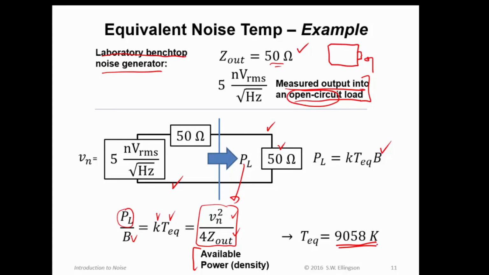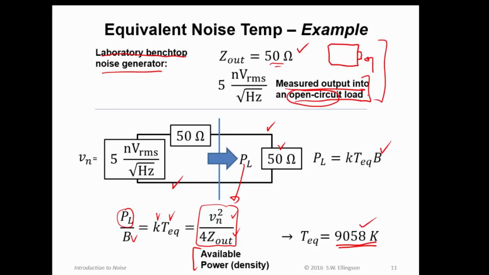9,058 Kelvin. Now, again, this is the temperature of a resistor, specifically the temperature of a 50 ohm resistor, that would give us the same power density as this particular piece of lab equipment. And it tells you something about why it's a bad idea to use a resistor to do this. It would have to be at 9,000 Kelvin. 9,000 Kelvin is spectacularly high temperature, so it's much safer and more practical to generate this kind of noise using an electronic gadget of some kind.